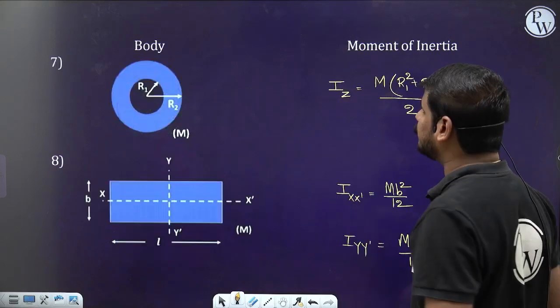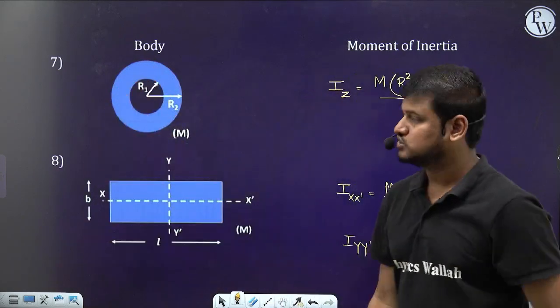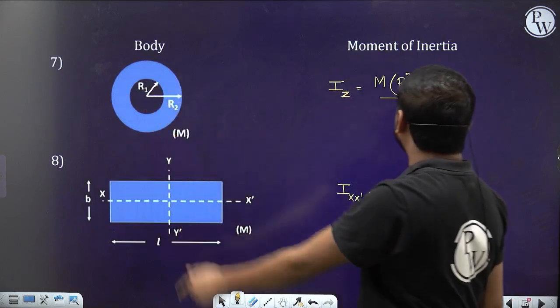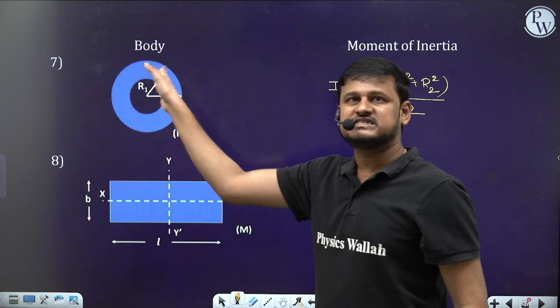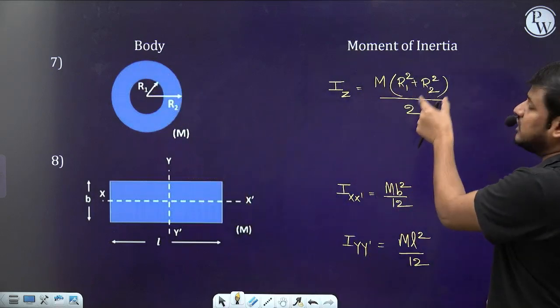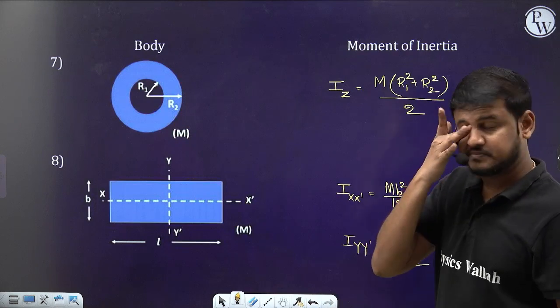Now let's go for the shell, which is a spherical shell. One is of radius r1, the other one is of radius r2. Then the moment of inertia about its perpendicular axis will be m into r1 square plus r2 square by 2. M into r1 square plus r2 square by 2.